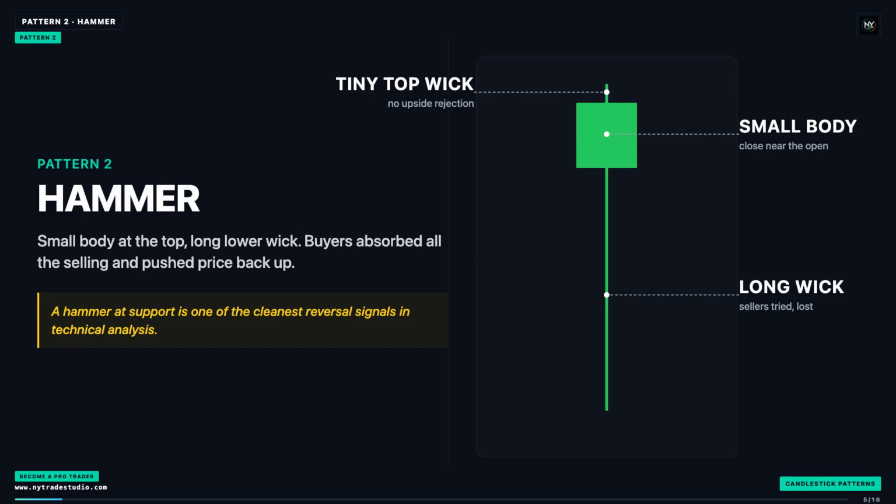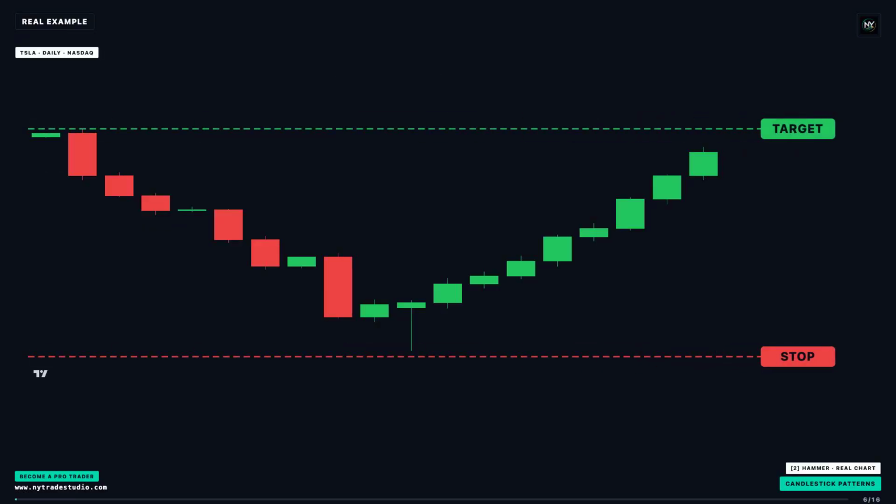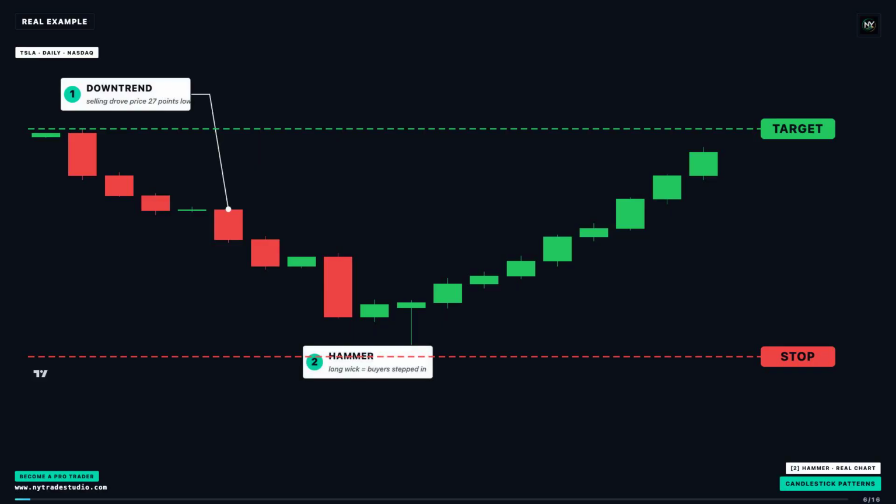A hammer at the end of a downtrend is your highest conviction bottom signal. Entry on the next bar's open. Stop loss just below the wick's low. Tesla on the daily. A real hammer in action. First, the setup. Price has been falling for 10 sessions, dropping nearly 30 points. Then it prints a candle with a long lower wick. Sellers pushed price down hard, but buyers absorbed it and the close lands back near the open. Notice the wick is more than twice the size of the body. That's the threshold. Without that ratio, it's not a real hammer.